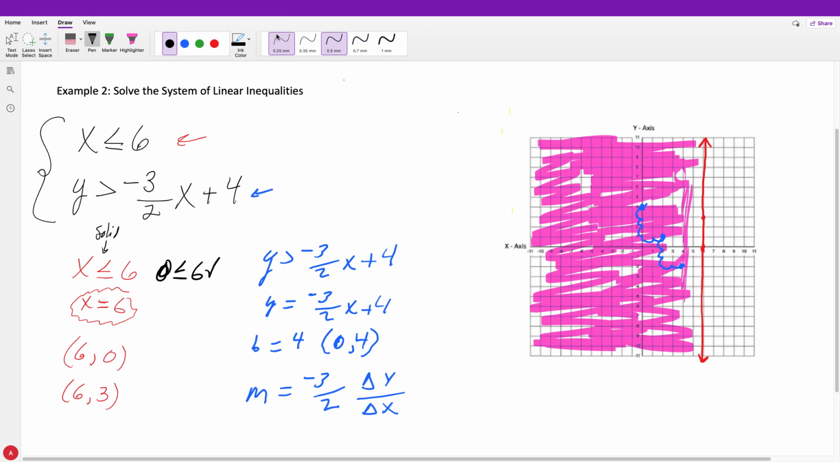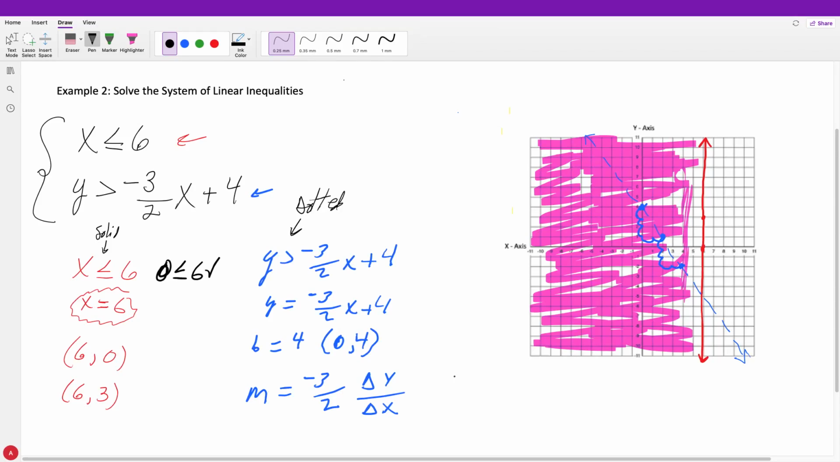Now is it a solid or a dotted line? And this one's going to be dotted because it is not equal to. So I'm going to go ahead and just draw my dotted line going through my points. All right, so there's my blue graph.